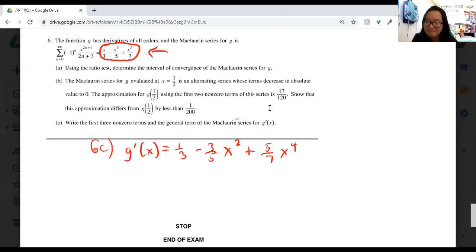I don't know if you would know this, but for 6C, for instance, where it's asking for the first 3 non-zero terms and, in this scenario, the general term, would it be a 2-point problem where you would get 1 point for the 3 non-zero terms and another point for the general term? Yeah, it would be 2 points. Every problem is at least 2 points. You might get 1 point for getting the first term and then 1 point for getting all of them. That's usually what they do. There could be a few exceptions, but almost every problem is at least 2 points. Okay, sounds good.